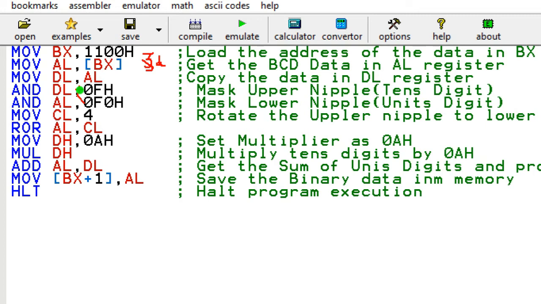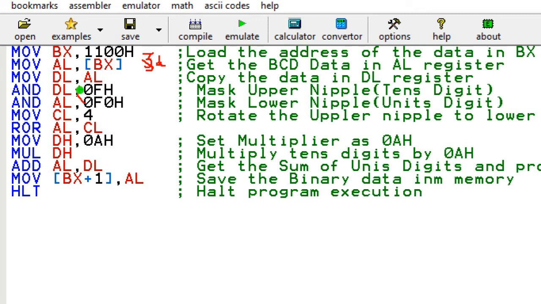After that, we are going to rotate, ROR, right rotation of AL comma CL. The CL value becomes 4, the AL value becomes 30. That means after the lower nibble masking, the data can be stored in the AL register. After this rotation, the AL register will store the value of 3 only. That means the higher nibble value is moved into the lower nibble.